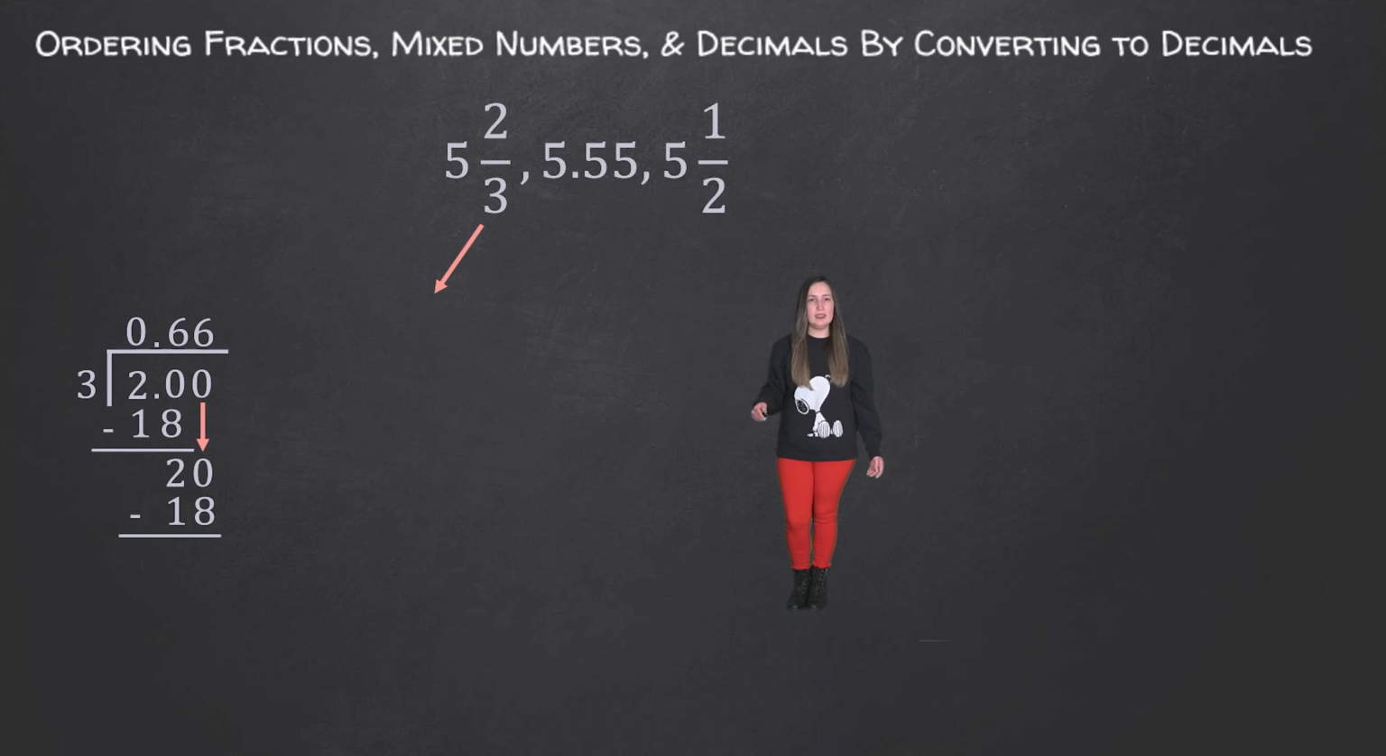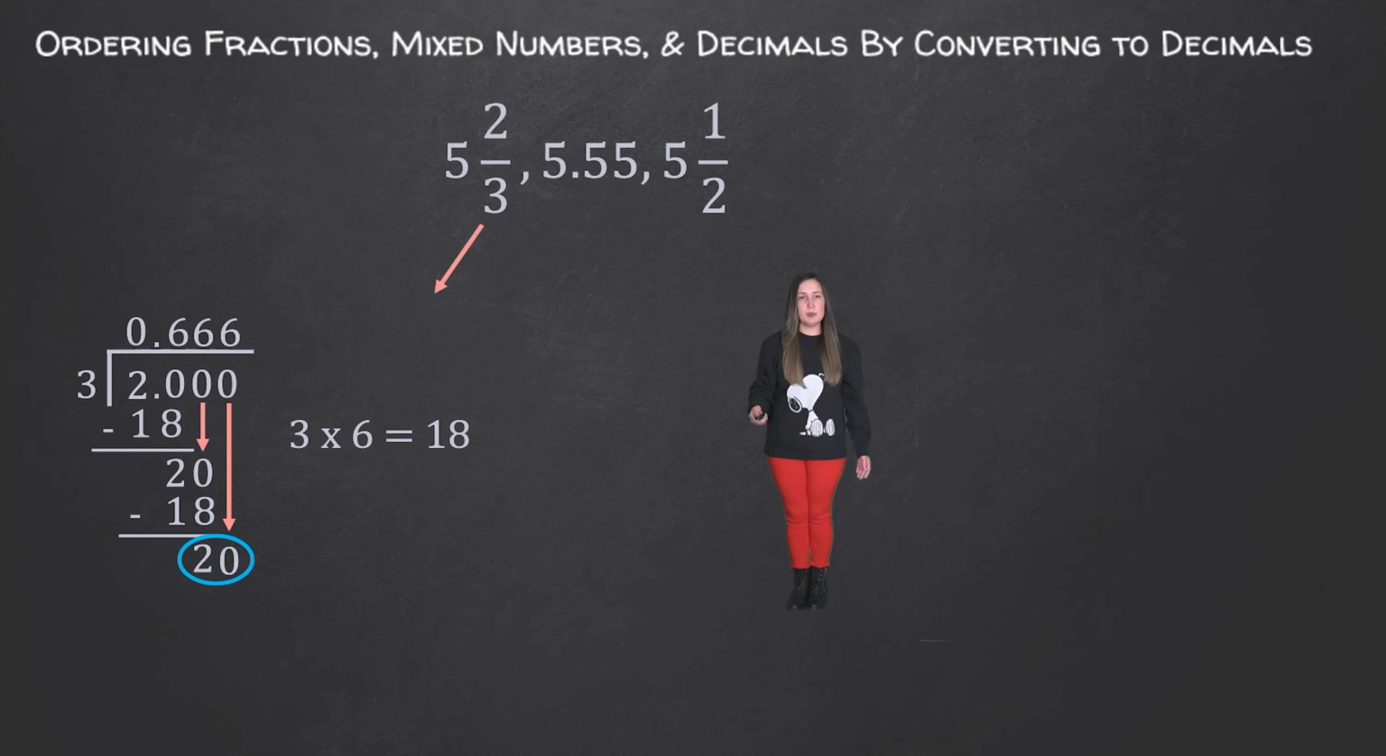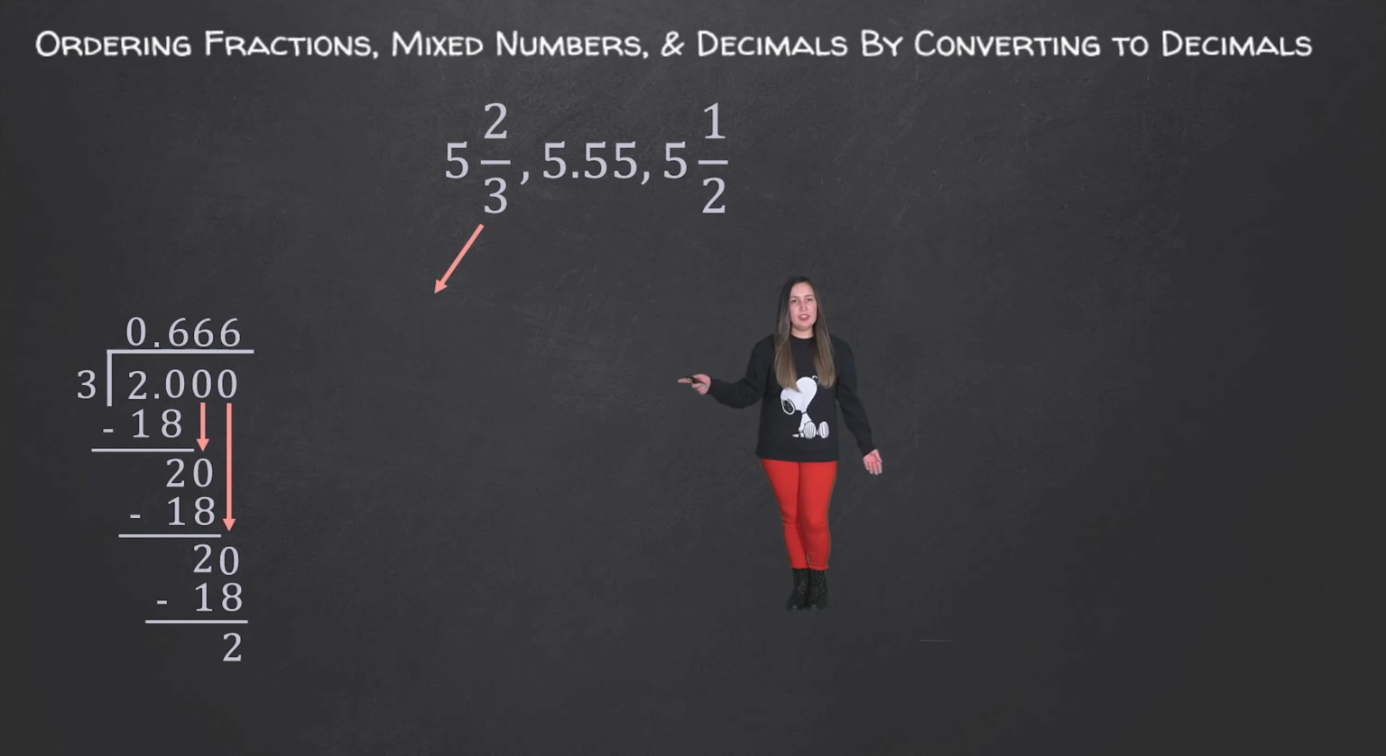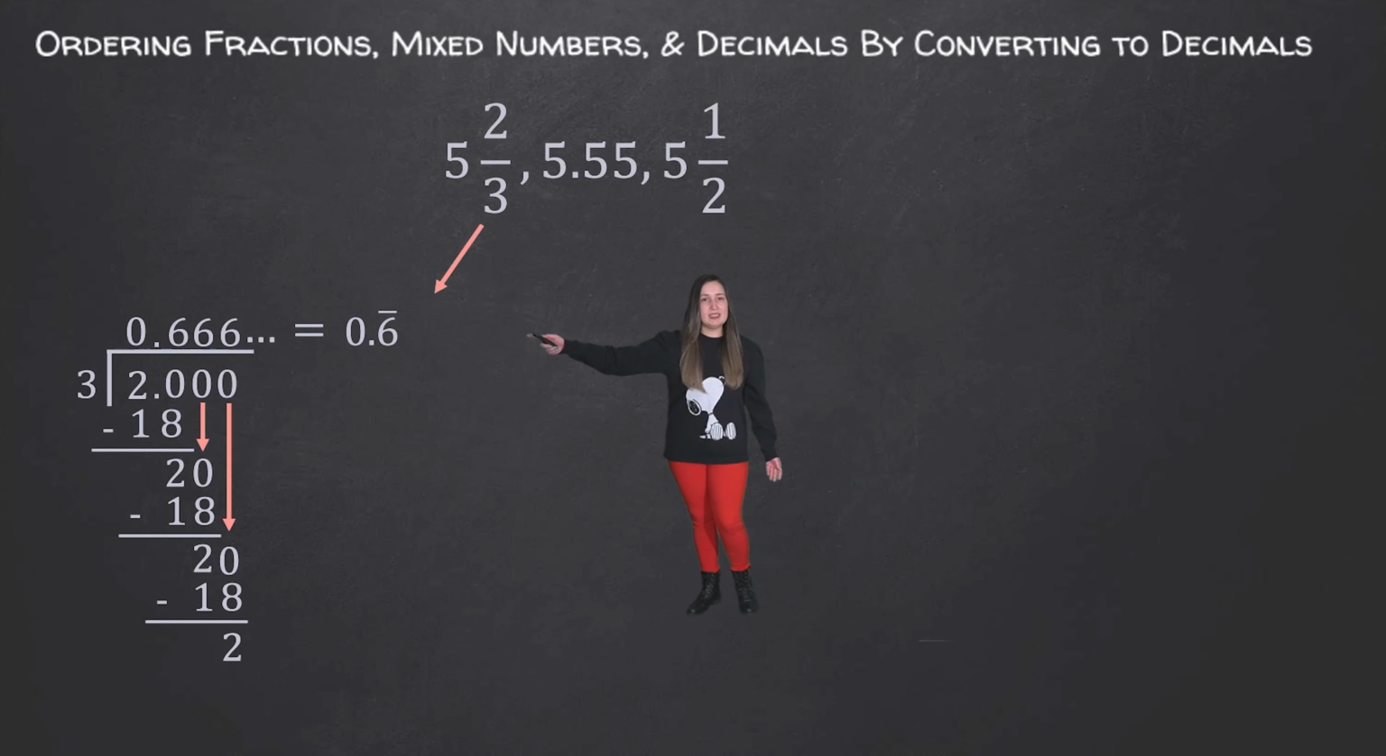20 minus 18 is equal to 2. Then we still have a remainder, so we're going to add another 0 and bring it down. And we get 20 again. So we know that 3 goes into 20 6 times because 3 times 6 is equal to 18. We're going to write the 18 again, and we are going to subtract. Now we got 2 again, so there's a pattern here, okay? Our decimal is 0.666, and it's just going to keep repeating. So we're going to write that out as a repeating decimal.